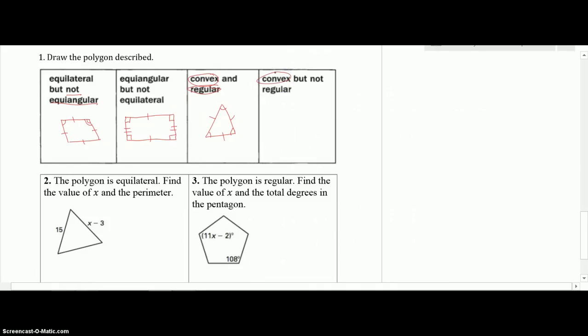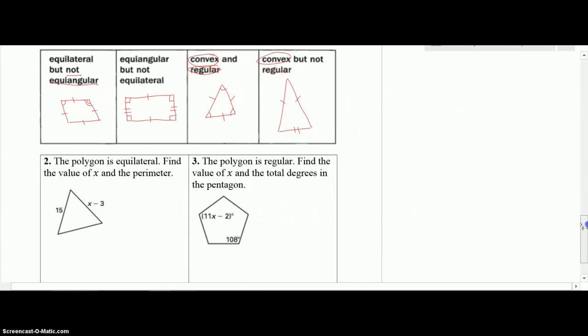Convex, but not regular. So everything points out, but not everything is congruent. Again, I do a triangle. You could do anything. It doesn't give you a restriction on the sides. And I'm going to mark two sides congruent, and the third one I'm going to mark different. That's going to tell me that it's not regular. So make sure you have enough markings to show that it is or is not regular, is or is not equiangular, and is or is not equilateral.